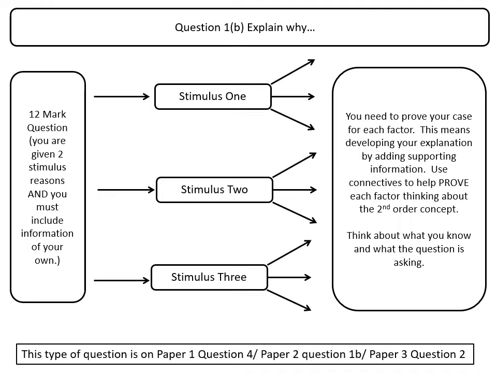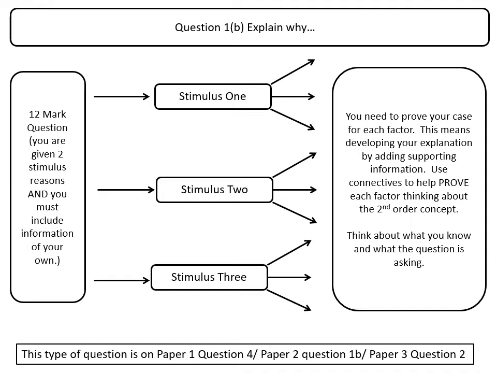Now question 2 is a 12-mark question, explain why. You're then given 2 stimulus reasons. These points may not be reasons in themselves, but they may contribute to a reason. And it says you must include information of your own. And when we look through the mark scheme for this, we'll see that you're actually limited within the mark scheme if you don't include information of your own.